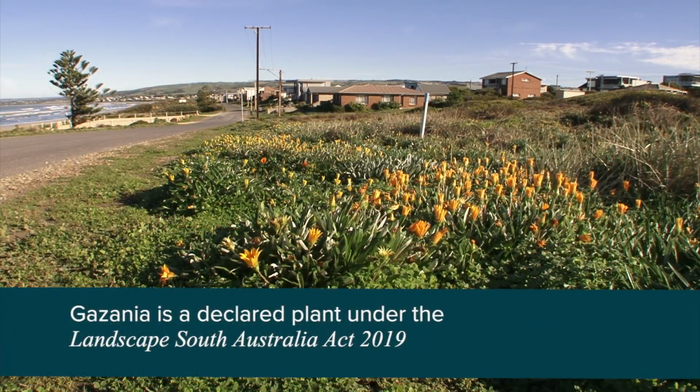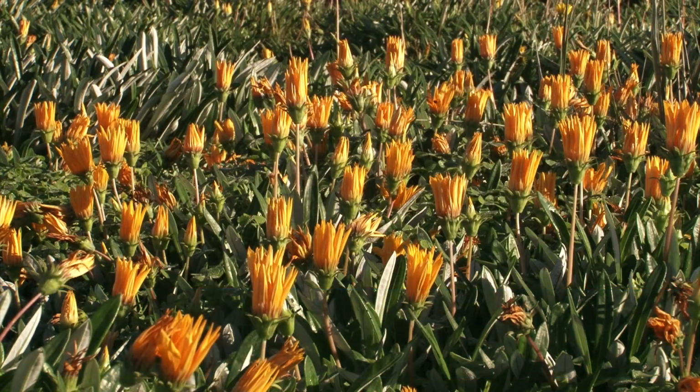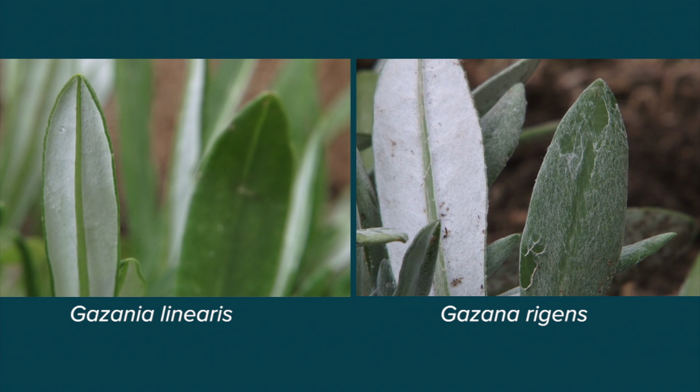Like many other weeds in Australia, Gazania was introduced as a garden variety from southern Africa. There are two main species, Gazania linearis and Gazania regans. In our region we mainly see Gazania linearis, which we will focus on here.